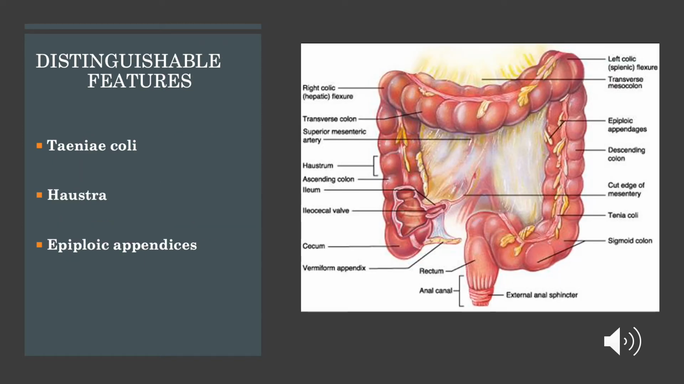The large intestine can easily be distinguished from the small intestine by tinea coli, which are three thickened bands of longitudinal muscle. The saculations on the wall of the colon between the tinea coli are called haustra. Epiploic appendices or omental appendages are small pouches of omentum filled with fat, which, as you can see in the picture on the right, are the yellow protrusions from the large intestine.